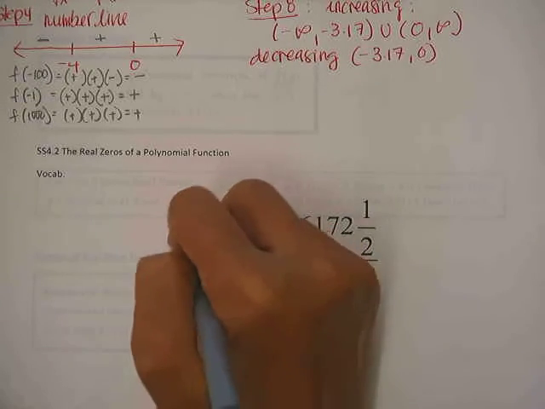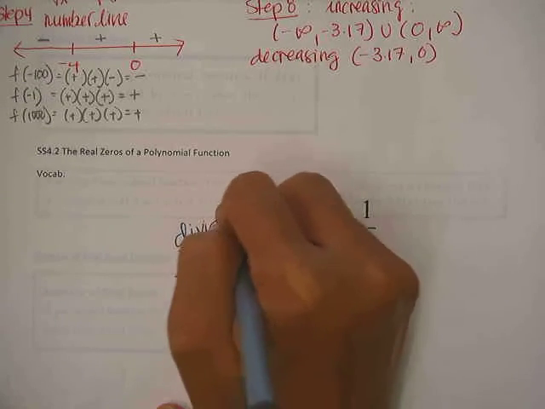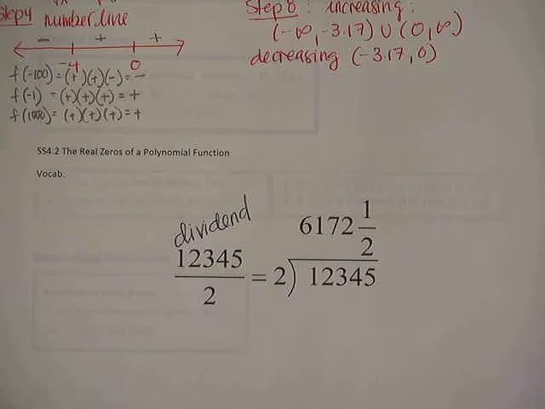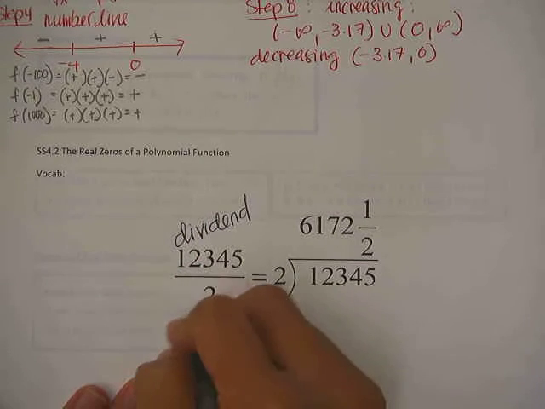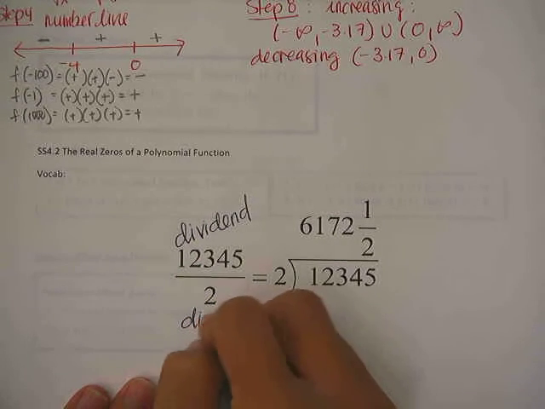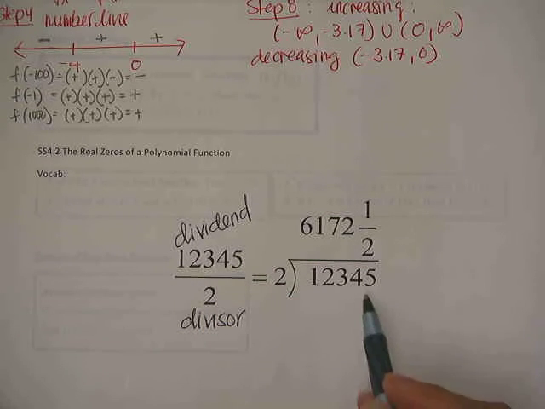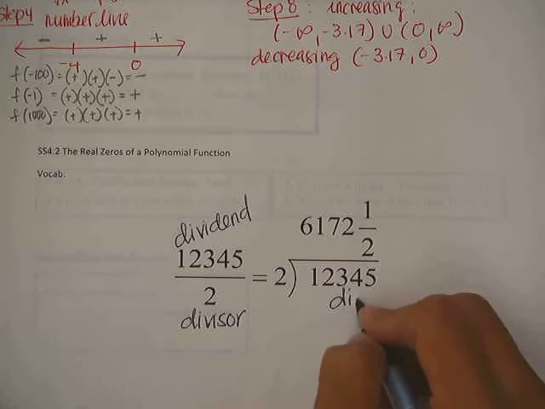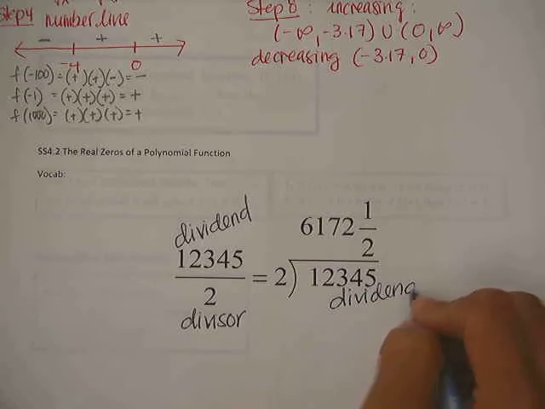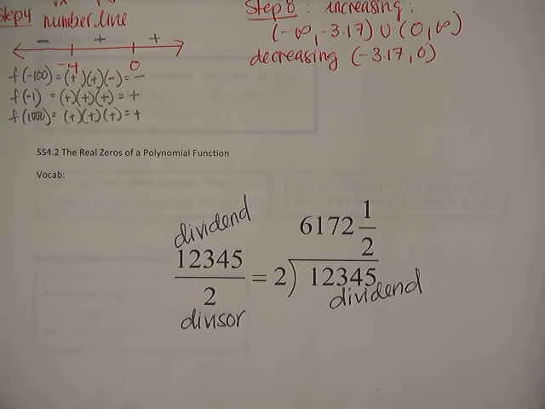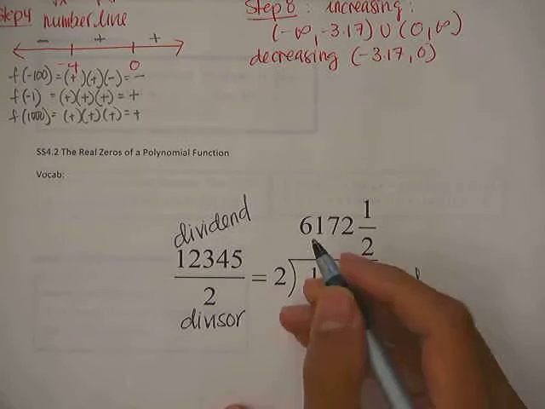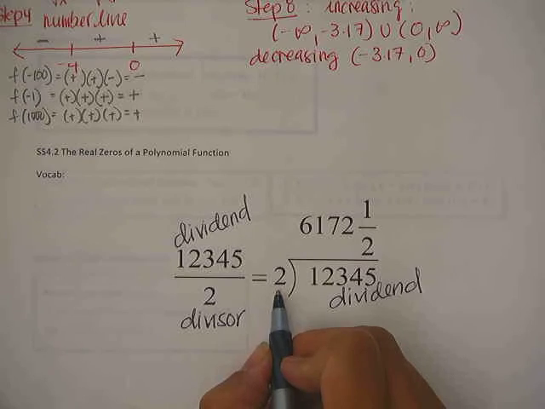In elementary school, we call this the dividend. Okay? We call the 2 the divisor. Now, when we divide it this way, it's still the same thing. This is still called the dividend. The name doesn't change, even though it's in a different place. This is still called the divisor.